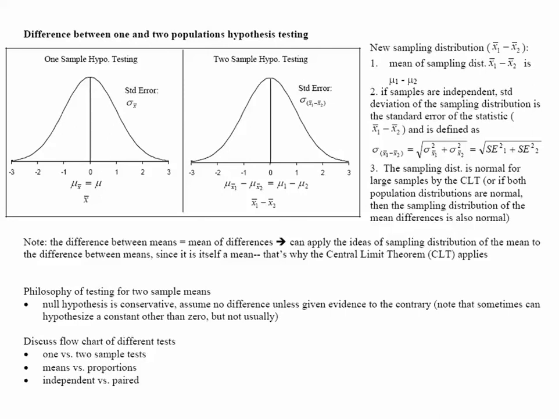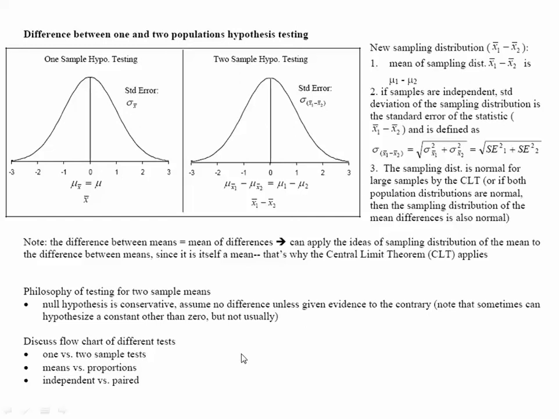Now I need to make a special note here that the difference between the means is sometimes called the mean of differences. And we can apply the ideas of sampling distribution of the mean to the differences between the means, since by itself it really is normally distributed. Now that's kind of complicated, and a lot of what I just mentioned we'll actually kind of gloss over as we use Excel to follow these.